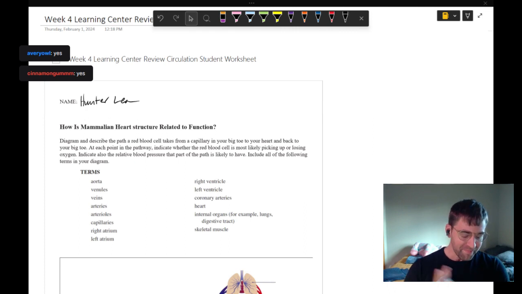So, circulation, of course, is the heart, the movement of blood throughout the body. We'll get a little bit into metabolism and getting nutrients and waste products where they need to be.